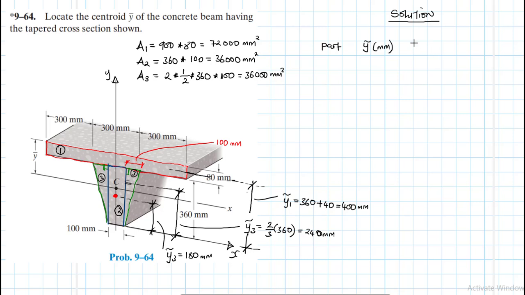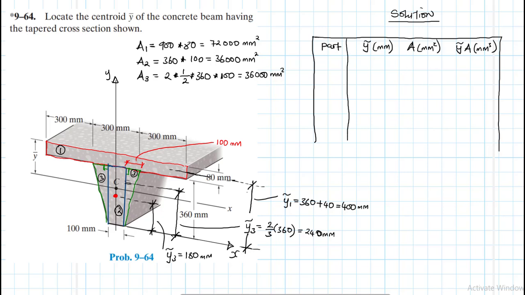Then we have area, which is in millimeter squared. Then we have a product of y and area, which is in millimeter cubed. There we go. So draw up that table like that, like so.